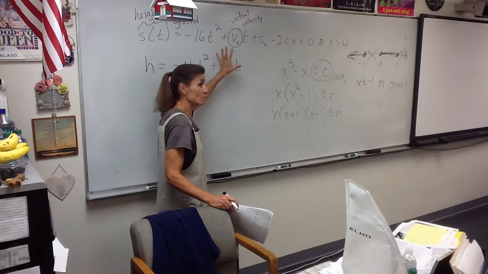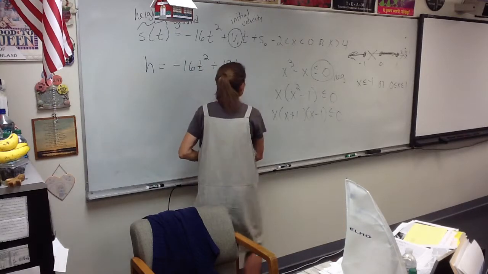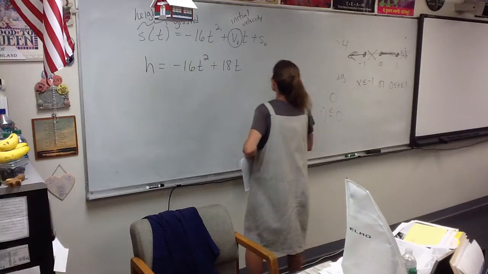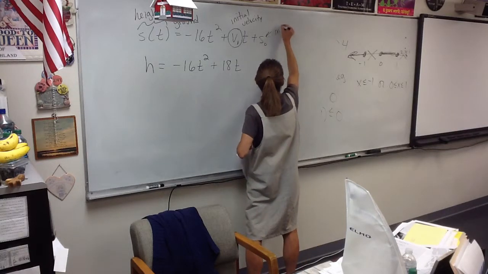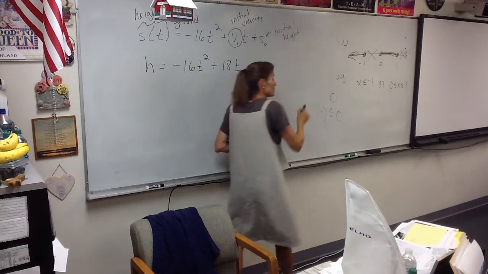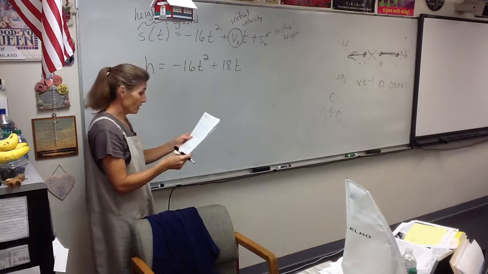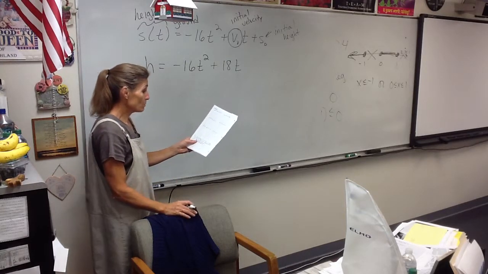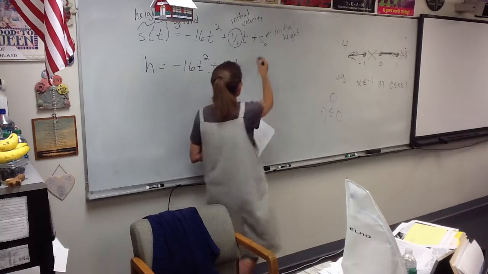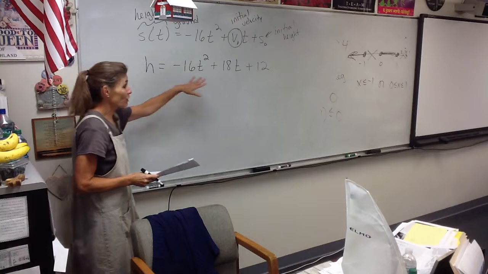It's going to be tough. It's one of the tougher things we've done. Let's really pay close attention. S sub naught, this guy here at the end, stands for the initial height. In other words, at the beginning of the problem, how high was the ball? Well, it tells you. It was 12 feet because we were standing on a building 12 feet tall, so that's plus 12. That is your equation.